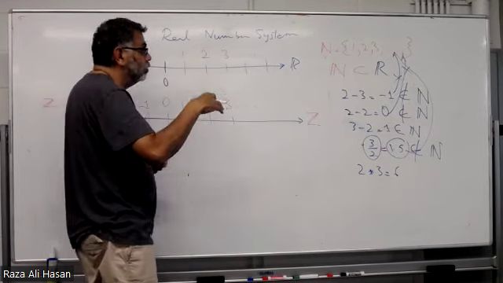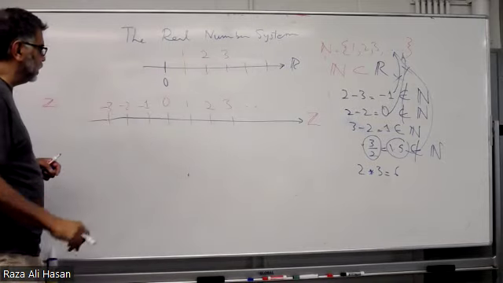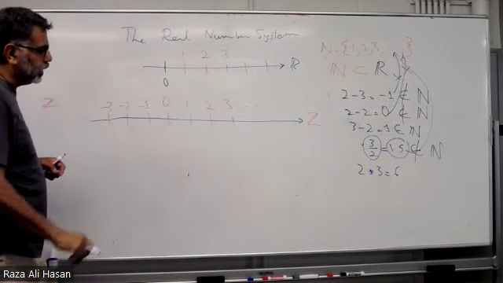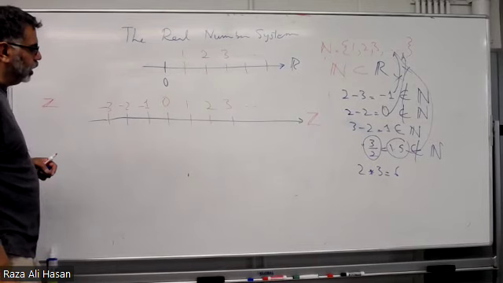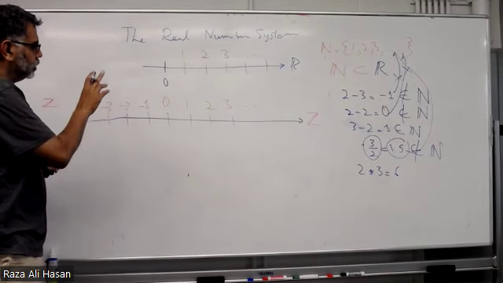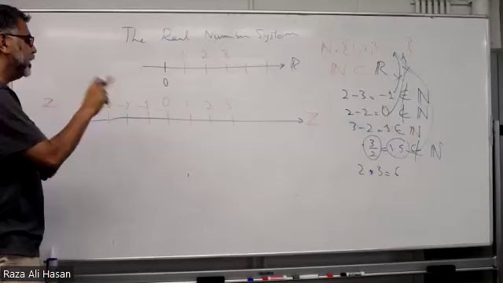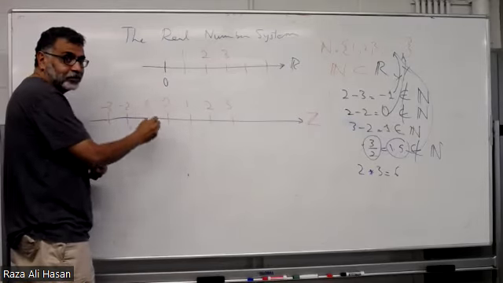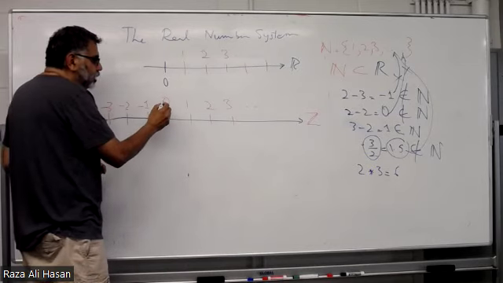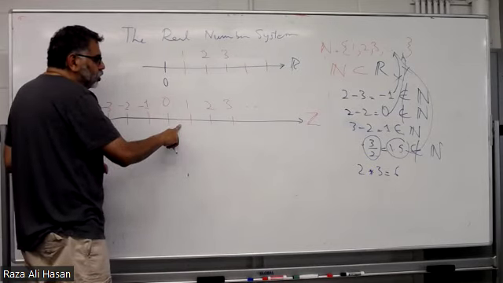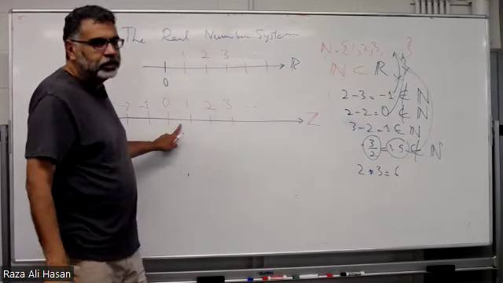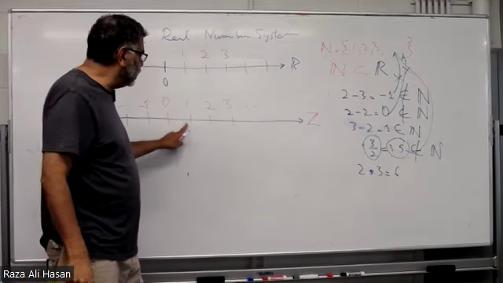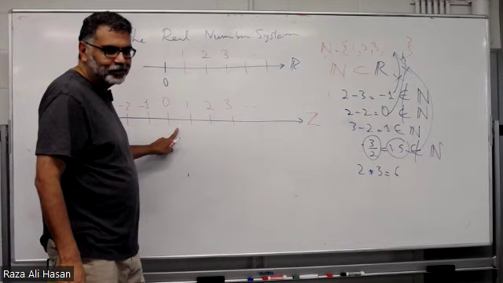And over here, if I put the Z there, then I'm saying that the set of integers, Z, is a set of discrete numbers. They jump. There is nothing between 0 and 1. There is no integer between 0 and 1. In fact, there is no number between 0 and 1.